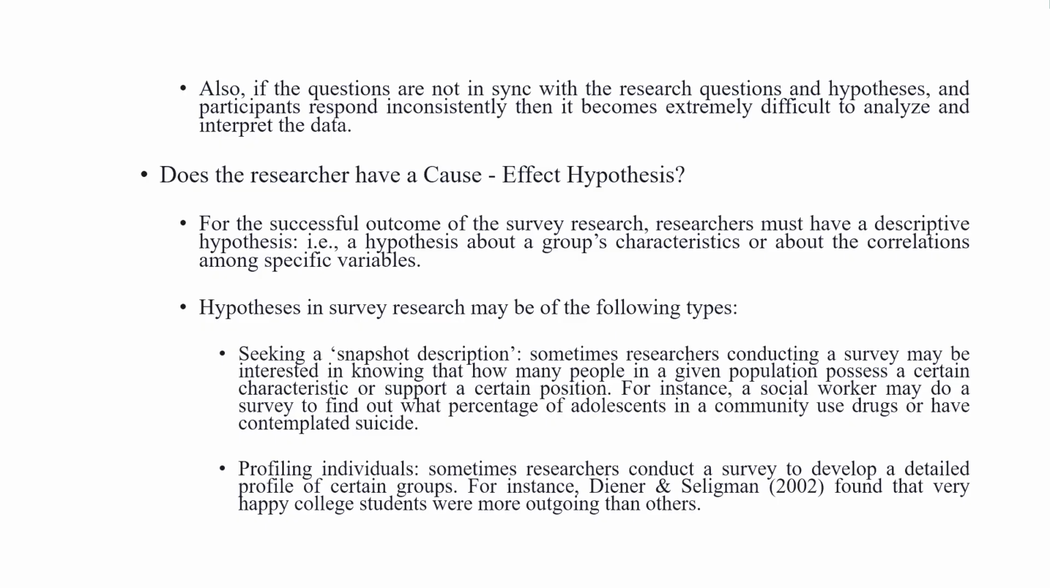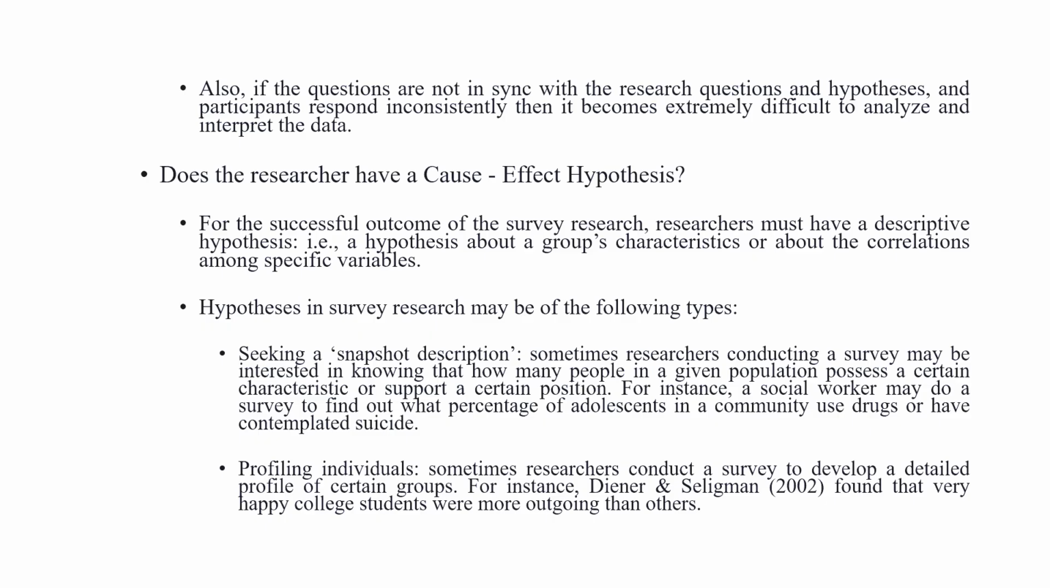Okay. And they have basically described that there are 4 types of hypotheses that people can have. Say for example, snapshot type hypothesis. Sometimes researchers conducting a survey are interested in knowing how many people in a given population possess a certain characteristic or support a certain opinion position. For example, a social worker might want to know through a survey how many adolescents in that community have been exposed to drugs. So, just a yes no answer, you get a description that okay, in this particular neighborhood among the age group so and so, this percent of people have already been exposed to drugs or alcohol abuse.